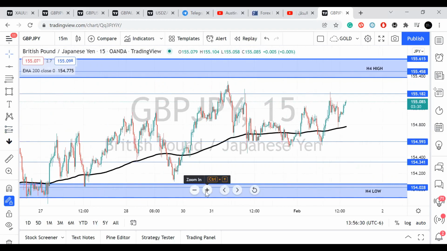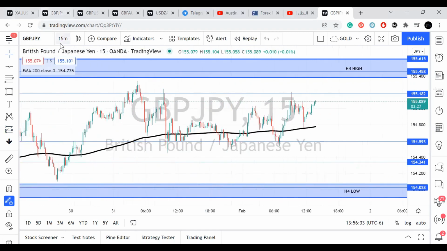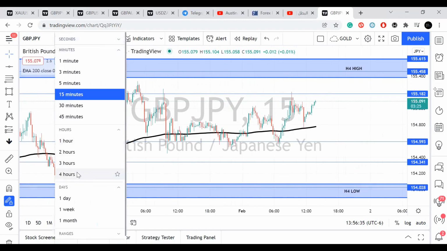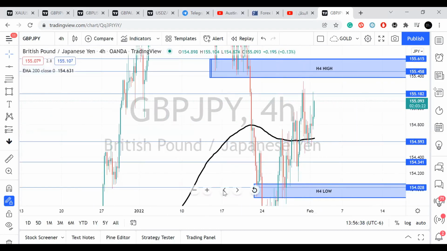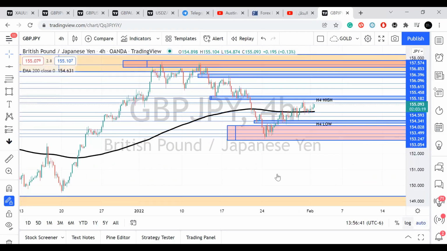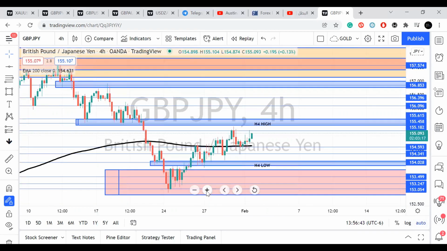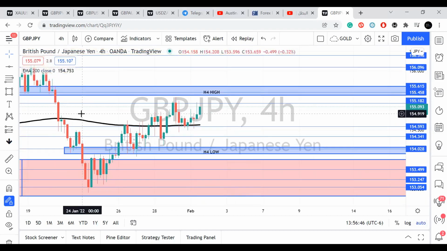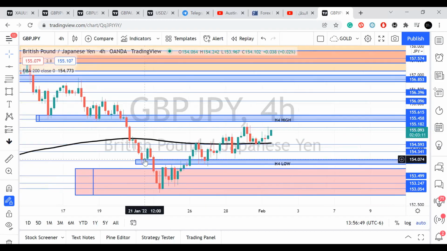No, there's something I'm missing. Let me go back to that H4. I'm missing something. So look, price gave us this low. This is the high. Price broke out of this high. When price broke out, price pulled back here to retest this low, then gave us continuation to the upside.